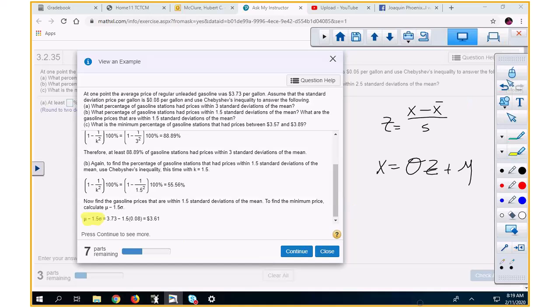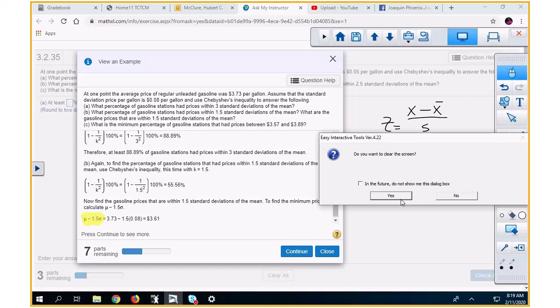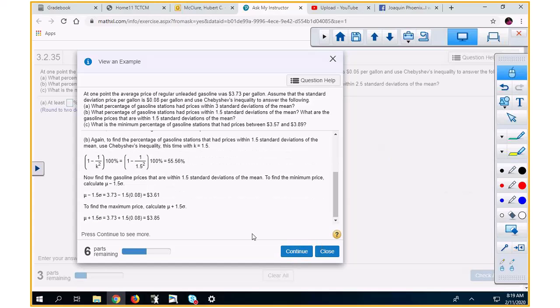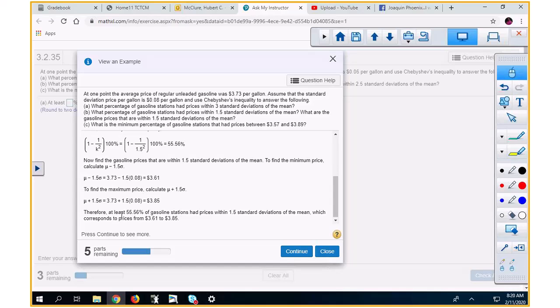And they're going to ask you for the other end, or they're going to just say it's not going to be positive or negative. And there's the other end. And here you add instead of subtract. One's on one side, one's on the other. And then the last one, there's the answer. So 55% falls within 1.5 standard deviations, which the price for those standard deviations converts to $3.61 and $3.85.